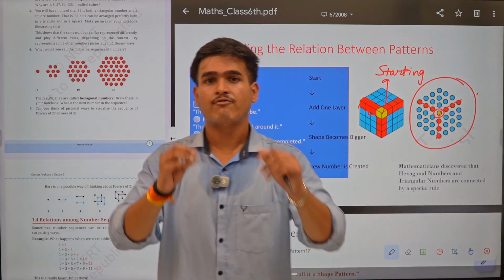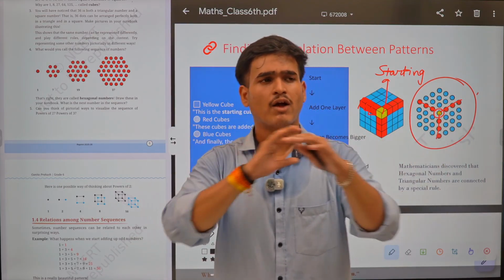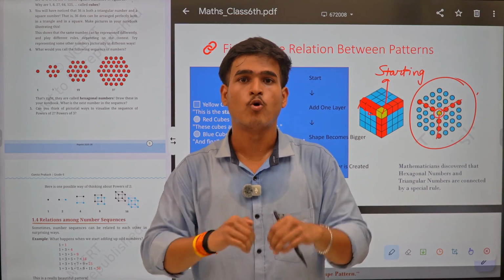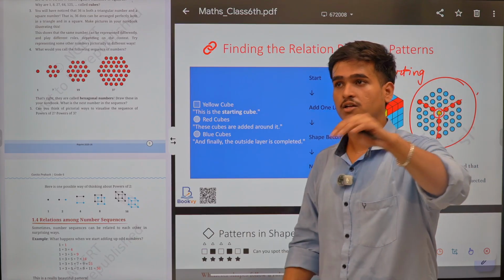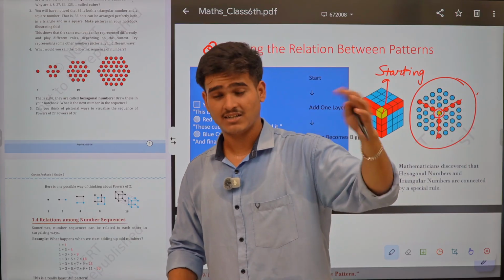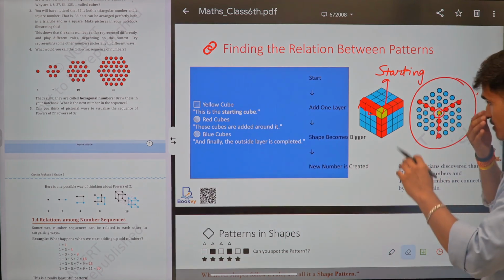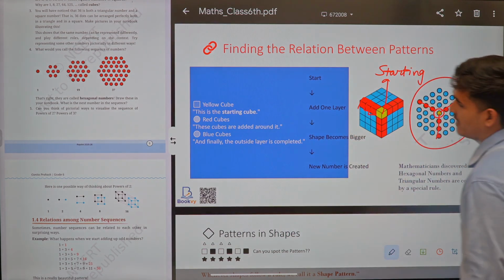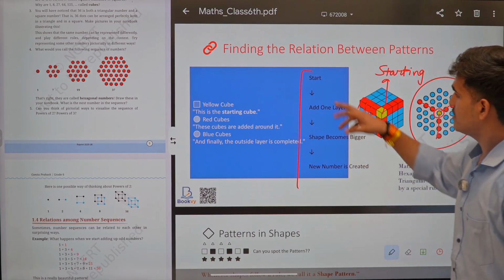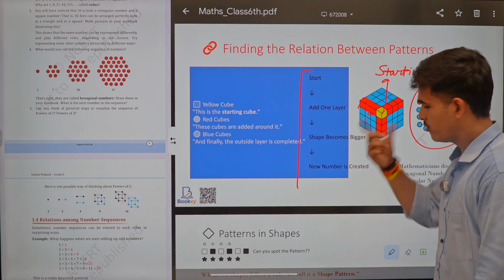If you look in your home, you will see many patterns and many combinations of patterns. You do not have to go anywhere outside, you will see everything in your home. In your house you will see the beds and the kitchens, kitchen essentials and all. You will see they follow a relationship pattern. Okay, so what does this say? This is not a graph, this is a chart. What does the chart say? There is a starting point, then add 1 layer, the shape becomes bigger, and a new number is created.